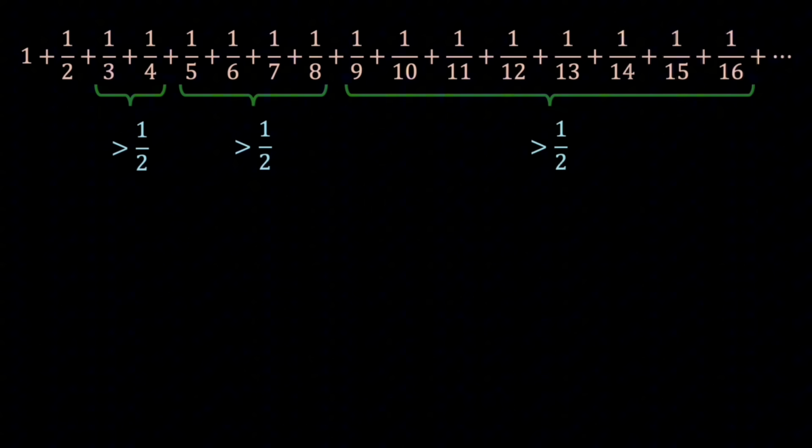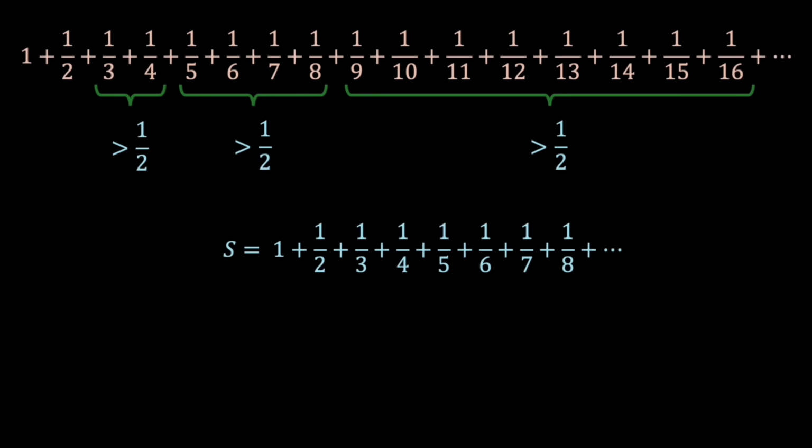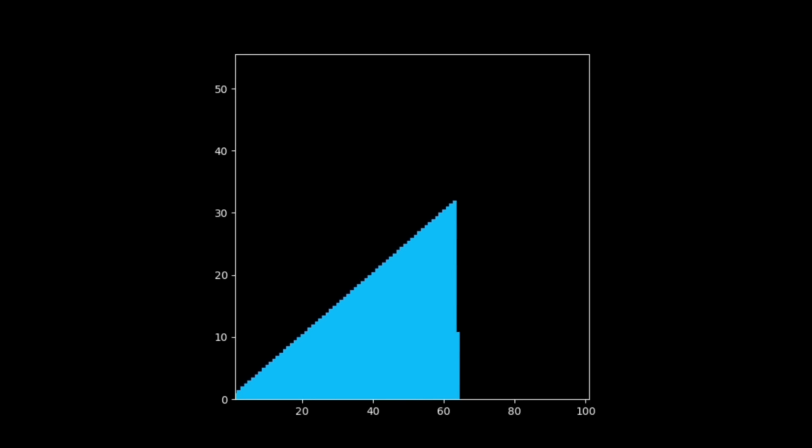And this pattern continues. Each group adds more than a half to the total. So Oresme concluded that the entire harmonic series must be greater than 1 plus a never-ending stream of halves. 1 plus a half, plus a half, plus a half, and so on. And we can visualise this. If we plot the accumulation of those halves, we get a perfect steady staircase, rising without end.